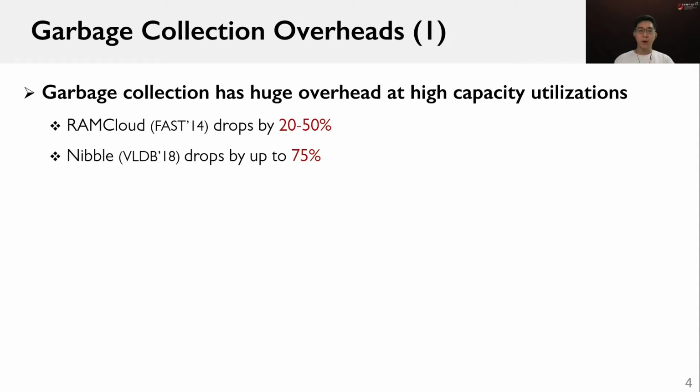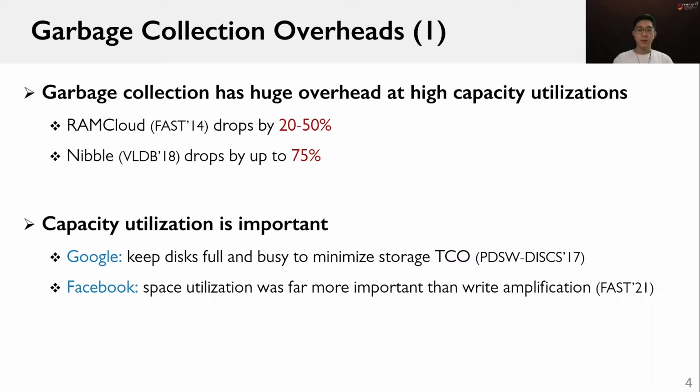However, garbage collection or compaction is the main overhead of log-structured approaches, especially at high capacity utilizations. For example, from the evaluation results in RAMCloud's and Nibble's papers, at high memory utilizations, RAMCloud's throughput drops by 20 to 50%, and Nibble's throughput drops by up to 75%. Though over-provisioning can mitigate GC overhead, it is not cost-efficient.